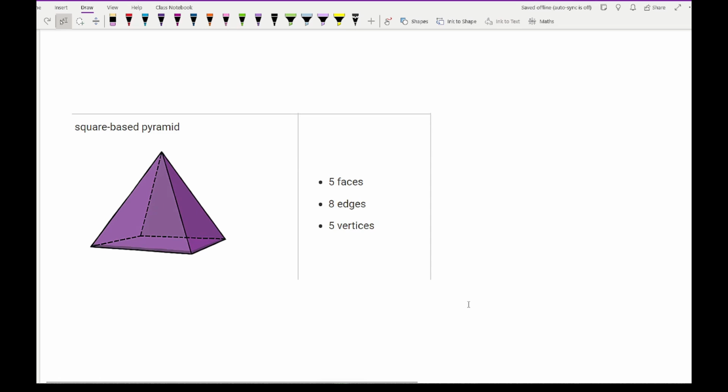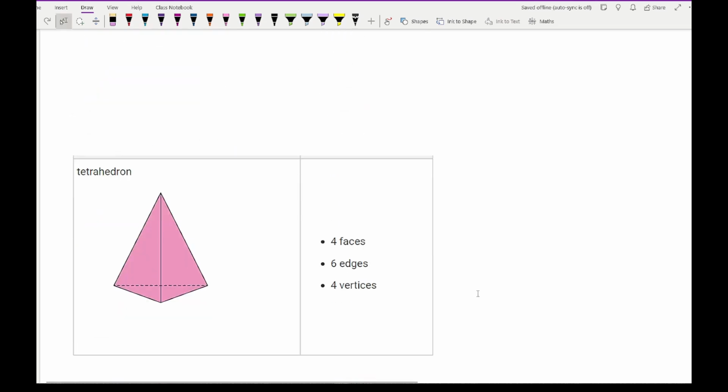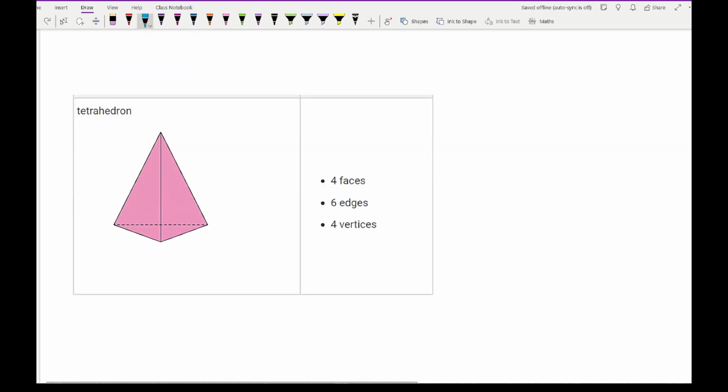Now for a square-based pyramid, we've got 5 faces and we've got 8 edges. So 1, 2, 3, 4, 5, 6, 7, 8. And we've got a total of 5 corners, which is highlighted on your screen. And then with a tetrahedron, we've got 4 faces and we've got 6 edges. So 1, 2, 3, 4, 5, 6, and we've got a total of 4 corners. So 1, 2, 3, 4 corners.